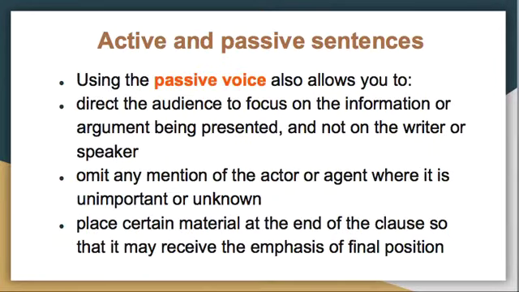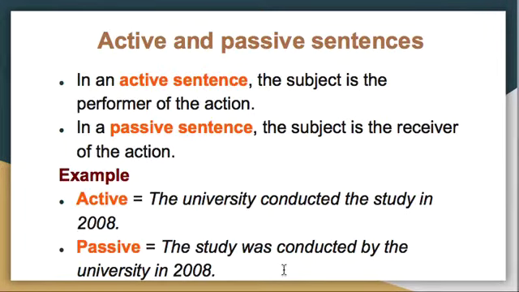So the characteristic of using passive voice in academic writing is that it allows you to direct the audience to focus on the information or the argument being presented, and not on the writer or the speaker. In the previous example, let's go to the slide, "The study was conducted by the university." The focus is on the study that was conducted by the university. But in the active voice example, the focus is on the university that conducted the study.